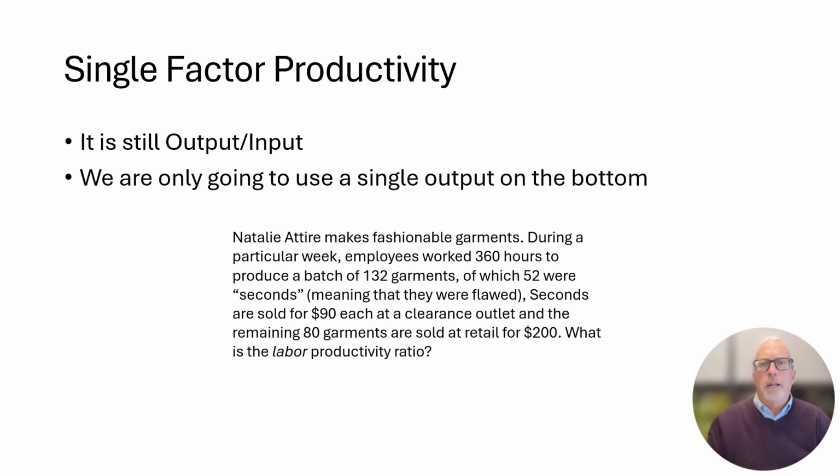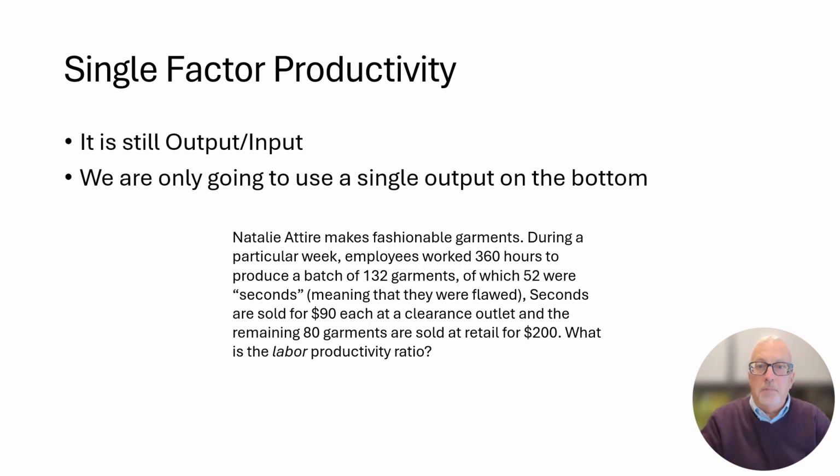So single factor, it's still output over input. Anytime we talk about productivity, it's going to be output divided by input. We're only going to use a single input on the bottom in this situation. So look at this problem. It comes right out of the textbook. Natalie Attire makes fashion garments. During a particular week, employees worked 360 hours to produce a batch of 132 garments.